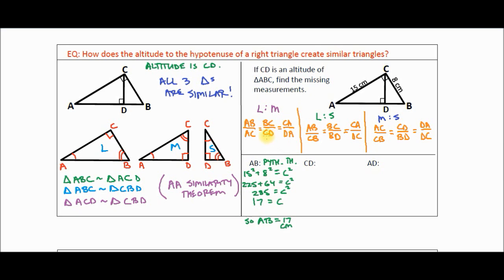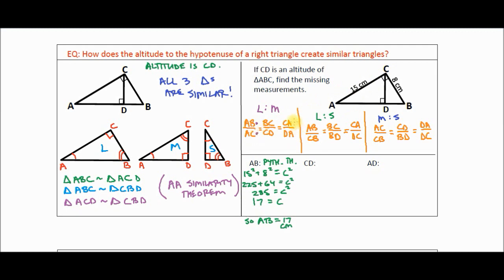Here's CD, you can see it right here. And find another proportion that you know both measurements. Let's take a look. Do we know AB? Yes, we do. We just figured it out. It's 17. So I know AB. I'm going to put a little mark here. I know that one. And do I know AC? Yes, I do. I know AC.